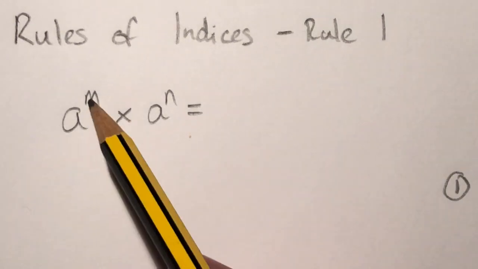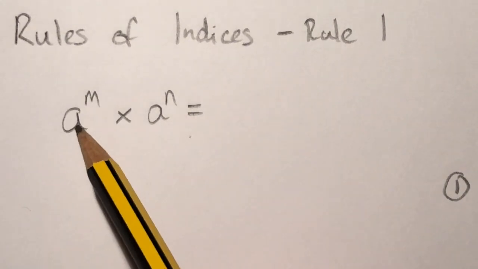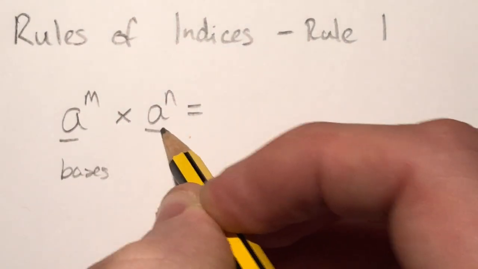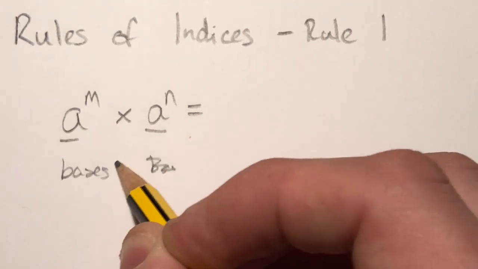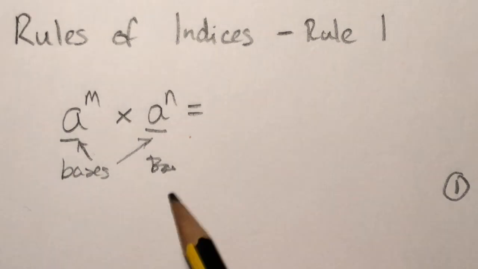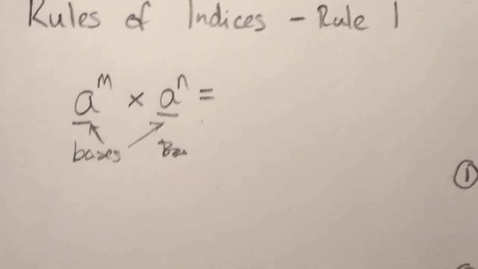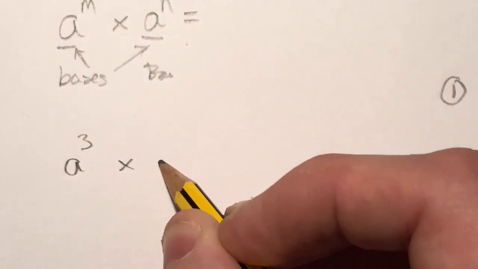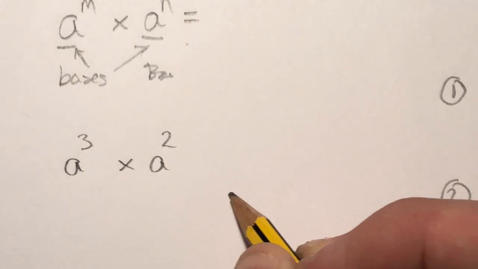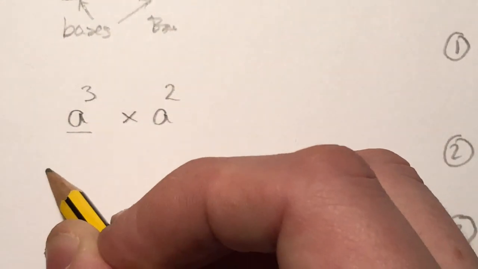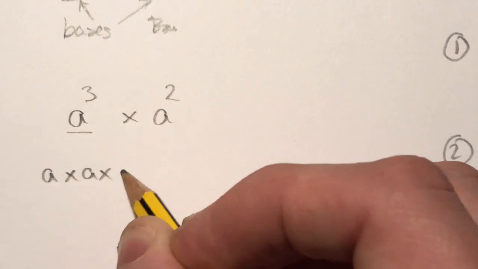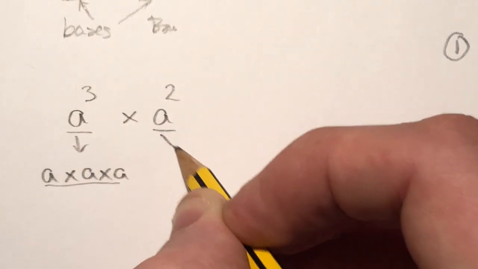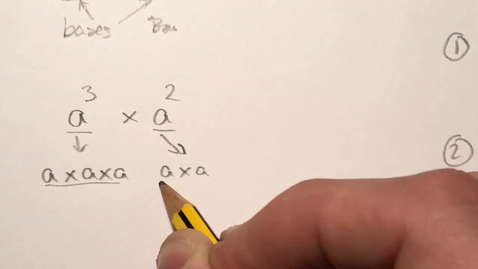And we've got a to the power of m times a to the power of n. Now, the two a's are just what's known as bases. And so long as the bases are both the same, we can work and combine these two together. Now, an example that we can work with, if we have a to the power of 3 times a to the power of 2, a to the power of 3 is just another way of writing a times a times a. Whereas a squared is just a times a.